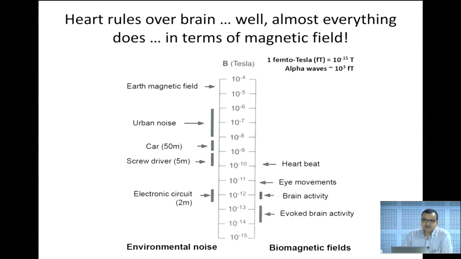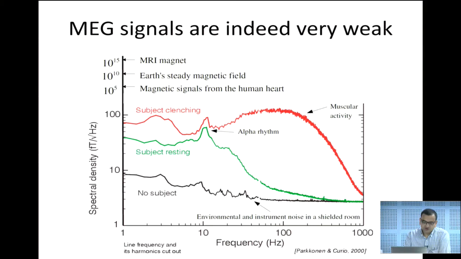Now there lies the problem. The tiny magnetic field generated by our individual brain is billions, even more than a billion times weaker than the magnetic field generated by the Earth. So how can we measure it? That was the principal problem.